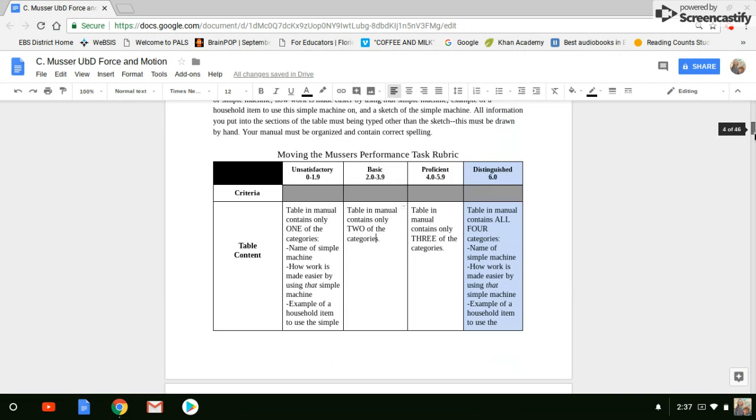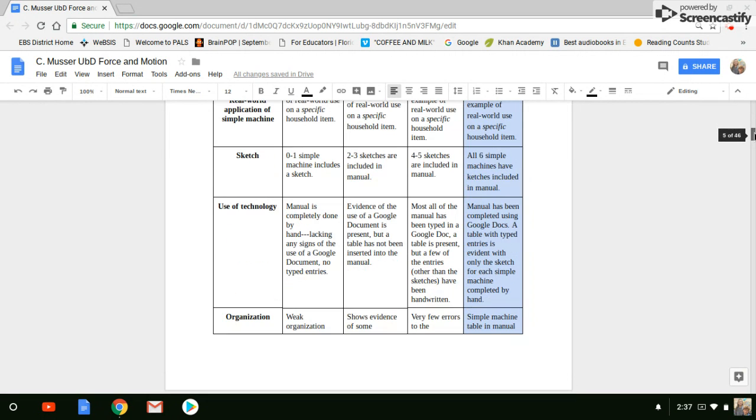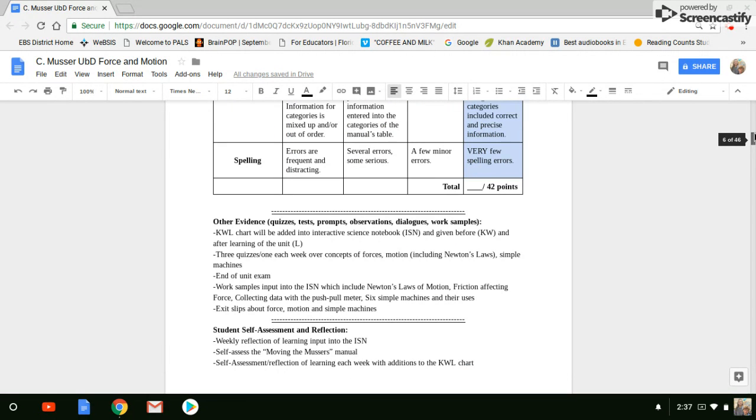And as you can see, this is a lot like a rubric that I would actually give to my students. I like to color code my rubrics. I highlight the distinguished so that they know this is what I'm aiming for. This is what I want my goal to be, to earn all of those points.